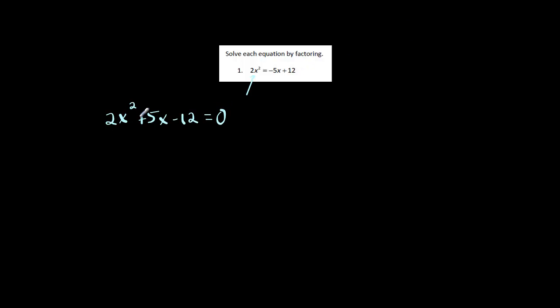Then you want to check the order. The order is great. The lead term is positive. That's what we want. There's no greatest common factor. It's not a perfect square trinomial. So then we just have to factor this. So we're going to use the box method.